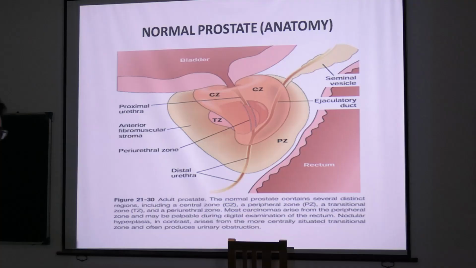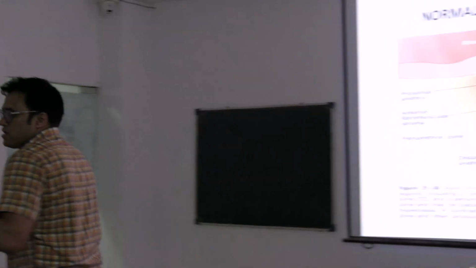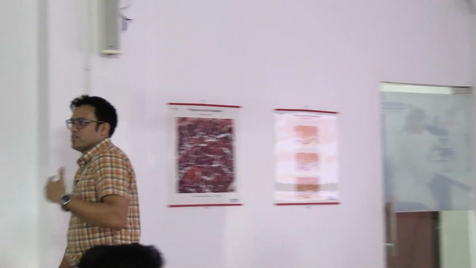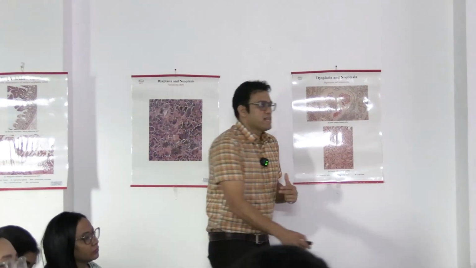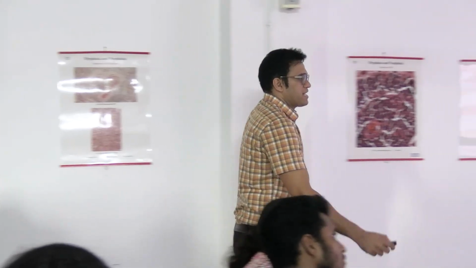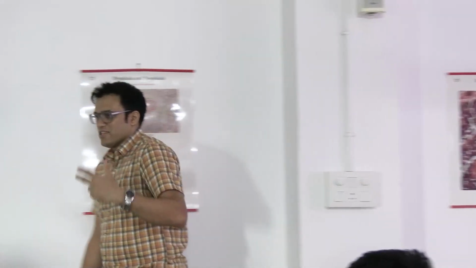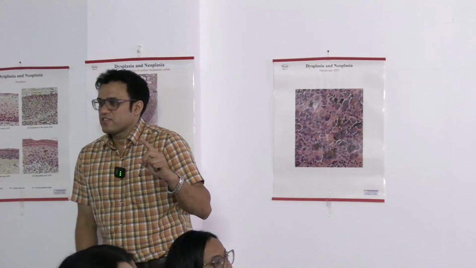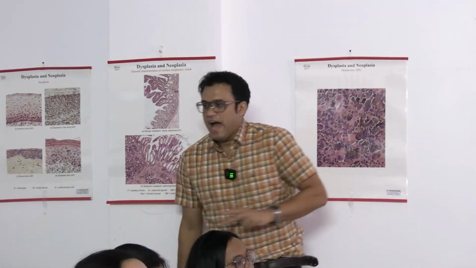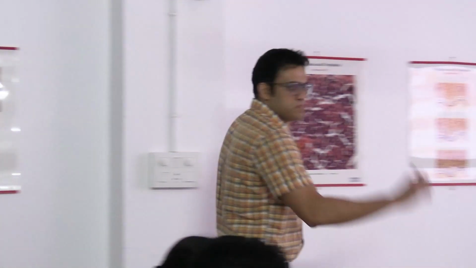Then you got a TZ. TZ is the transitional zone. Transitional zone is the point from where maximum BPH arises, from where maximum nodular hyperplasias arise. Then you get the peripheral zone, and outer you get a fibromuscular layer, the anterior fibromuscular stroma. So you get a central zone, peripheral zone, and in between comes a transitional zone, and at the very outer is the anterior fibromuscular stroma. So the transitional zone is the one from where maximum nodular hyperplasias arise.